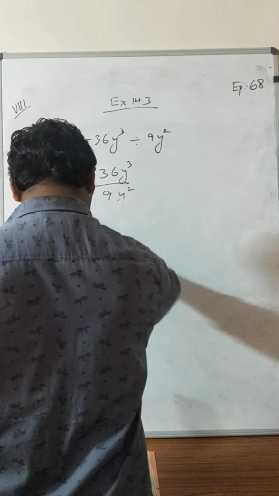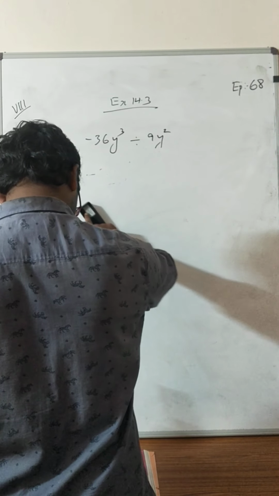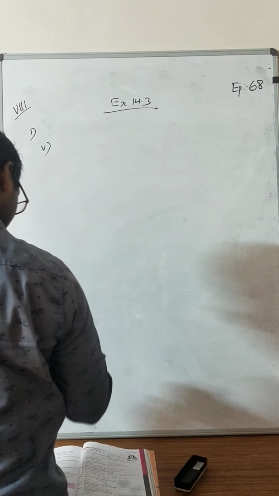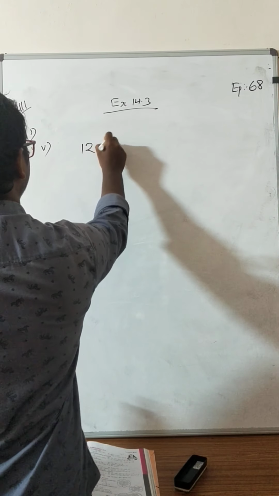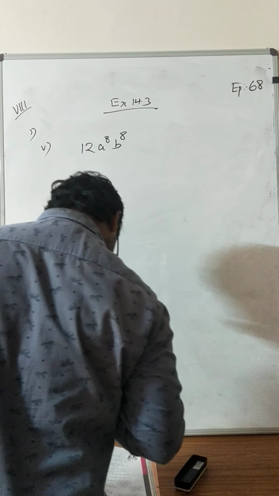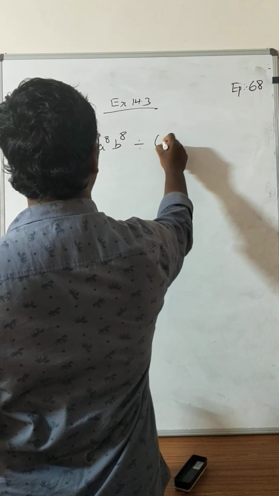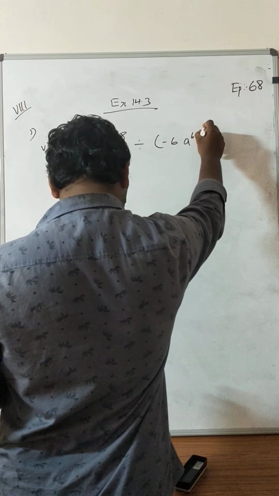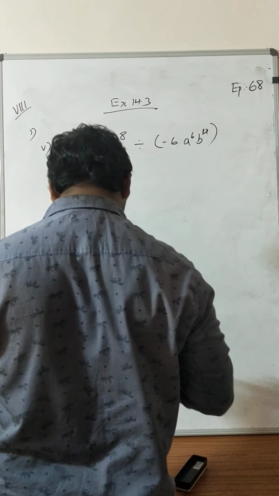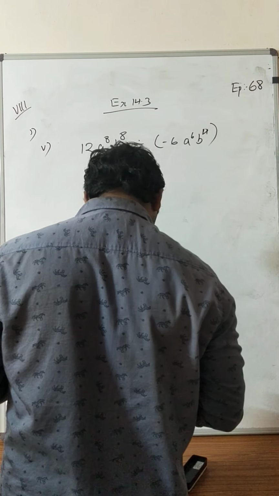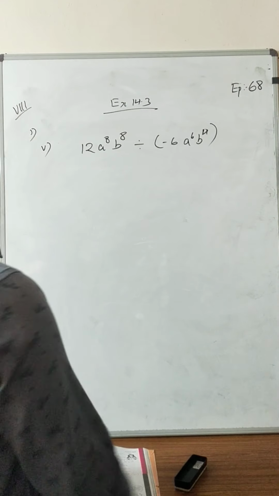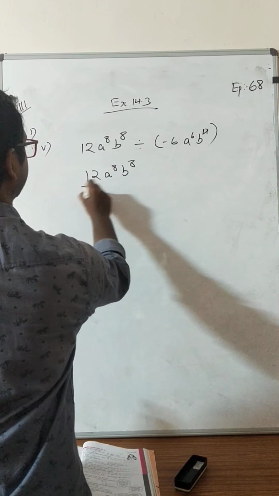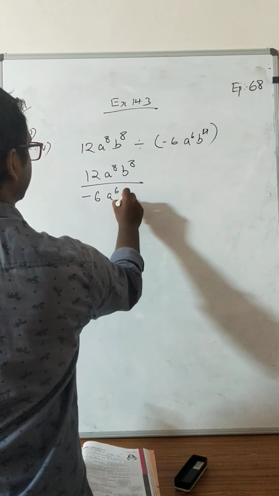Now look at the fifth one. The fifth one is 12 a power 8 b power 8 divided with minus 6 a power 6 b power 4. Minus 6 a power 6 and b power 4. Okay, now see. Here, let us write the number like this: 12 a power 8 b power 8 divided with minus 6 a power 6 and b power 4.